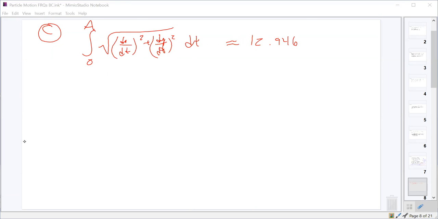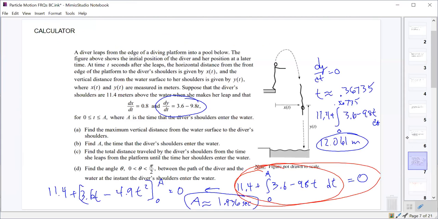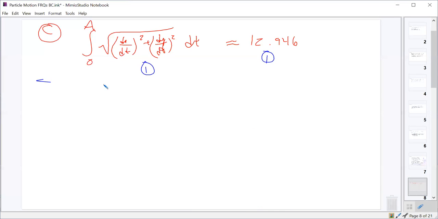Oh, I should probably be telling you guys what all the points are worth here. So for part C, you had 1 point for the integral and 1 point for the answer. Part B was also 2 points, 1 point for setting up an equation and 1 point for the answer. And part A was 3 points, 1 for setting dy dt equal to 0, 1 for having this integral here, and 1 for the answer. Okay, so everybody good with part C?